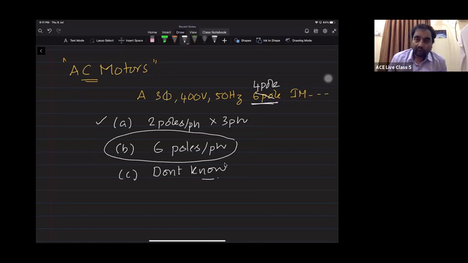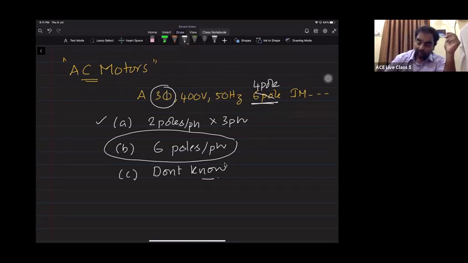So if I try to explore the data given here, it is given as a three-phase supply. What is the meaning of three-phase? Whatever supply I am giving to that motor is a three-phase supply, so it is IA, IB, IC. And what is the line to line voltage I am applying? 400 volts. Then what does 50 hertz mean?